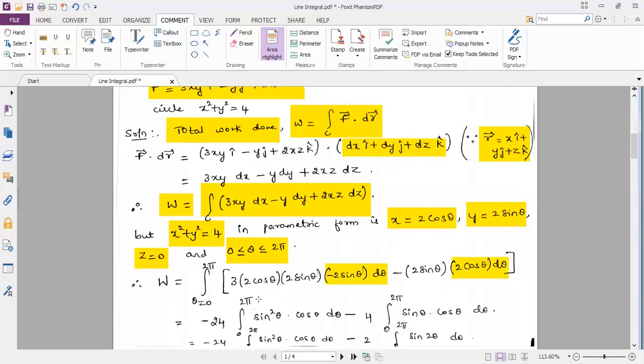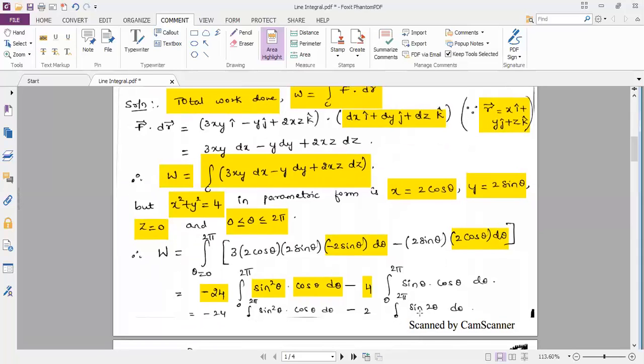Now before integration, let us write the constants outside: 3 into 2 into 2 into minus 2, so minus 24 outside, with integration between 0 to 2 pi of sin theta into sin theta, that is sin square theta, multiplied by cos theta d theta, minus 2 into 2, that is 4, times the integral 0 to 2 pi of sin theta into cos theta d theta. The second integral can be written using the formula sin 2 theta as 2 sin theta into cos theta. This can be rewritten as 2 into the integral 0 to 2 pi of sin 2 theta d theta, retaining the first integral as it is.